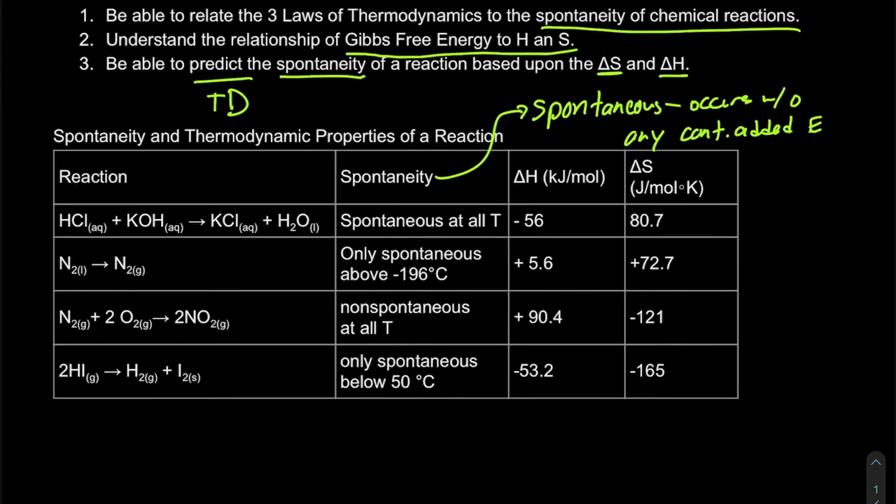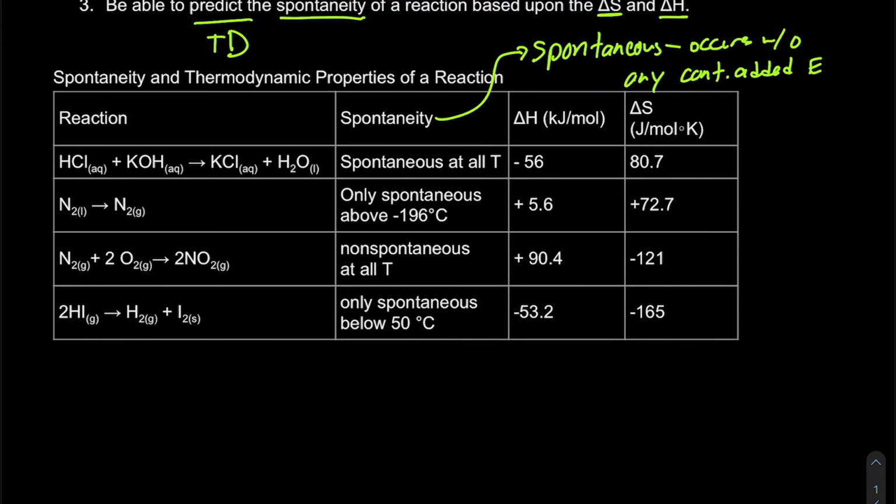So here we have some data, and this data tells us that this reaction here is spontaneous at all temperatures. And what we observe here is a negative delta H and a positive delta S. So our entropy is increasing and we are releasing heat.